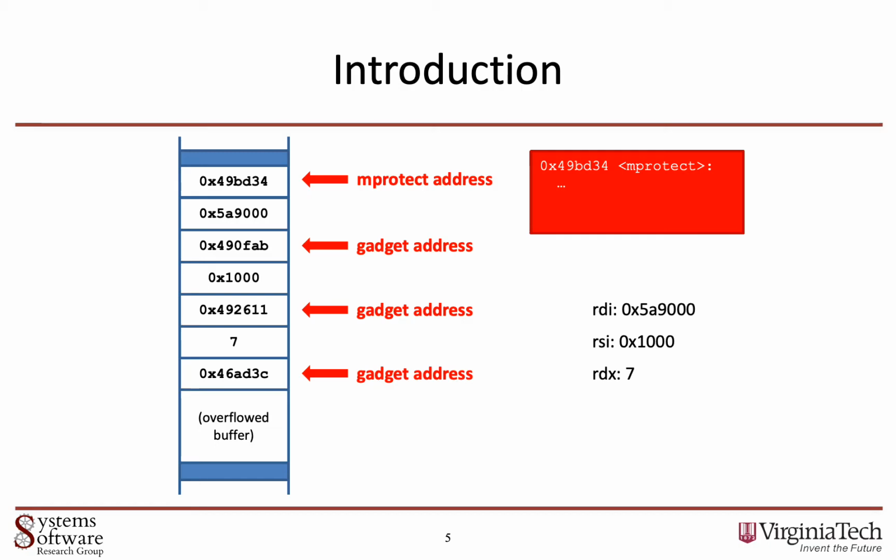The final piece of this chain is a return into mprotect in order to change the mapping of some piece of memory in order to make it readable, writable, and executable. This gives the attacker the ability to inject arbitrary code into the target application's address space and then perform arbitrary functionality.